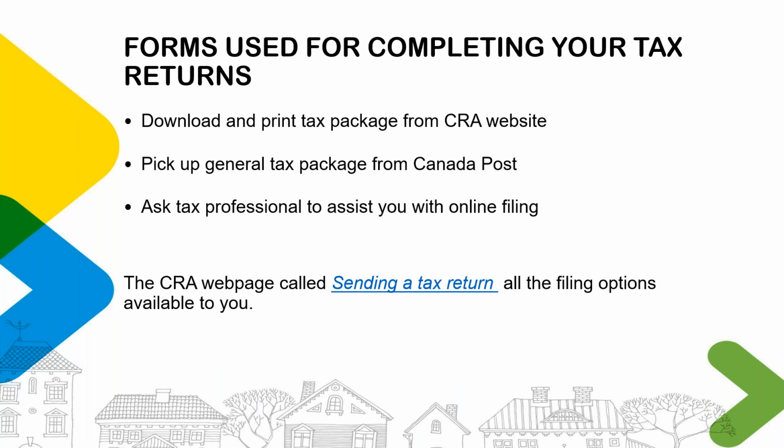What are the forms used for completing your tax returns? You can file a paper copy of your return by mailing it to your local tax center. You can download and print a copy of your tax package from the CRA website. Or if you're using the general package, you can pick up a copy at any Canada Post location from February until May. You can also have a tax professional help to prepare and file your return. Whether you prepare your return yourself or have it prepared by a tax professional, remember that filing online means that you will get your refund faster. The CRA webpage called Sending a Tax Return lists all the filing options which are available to you.